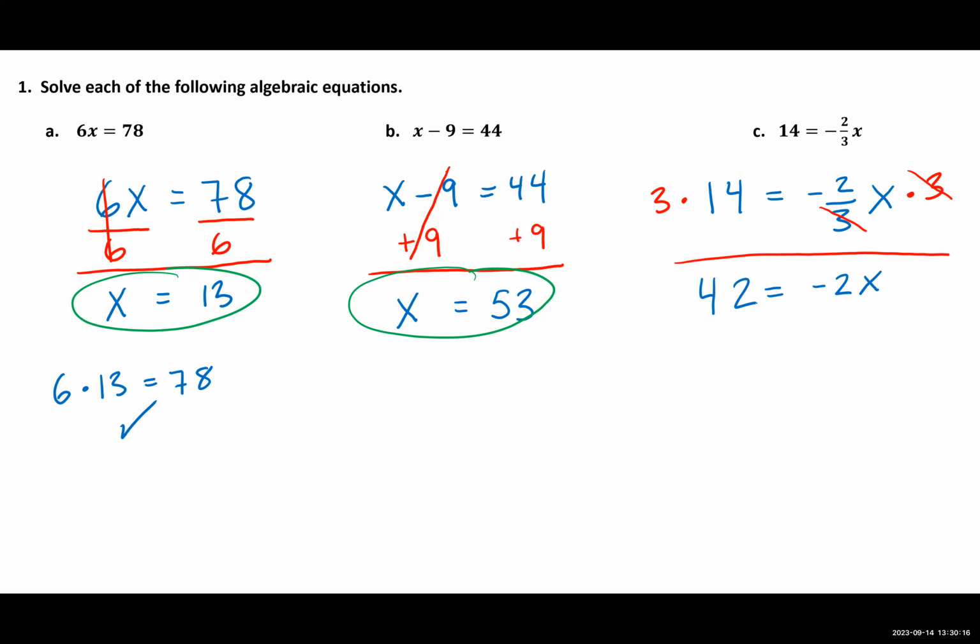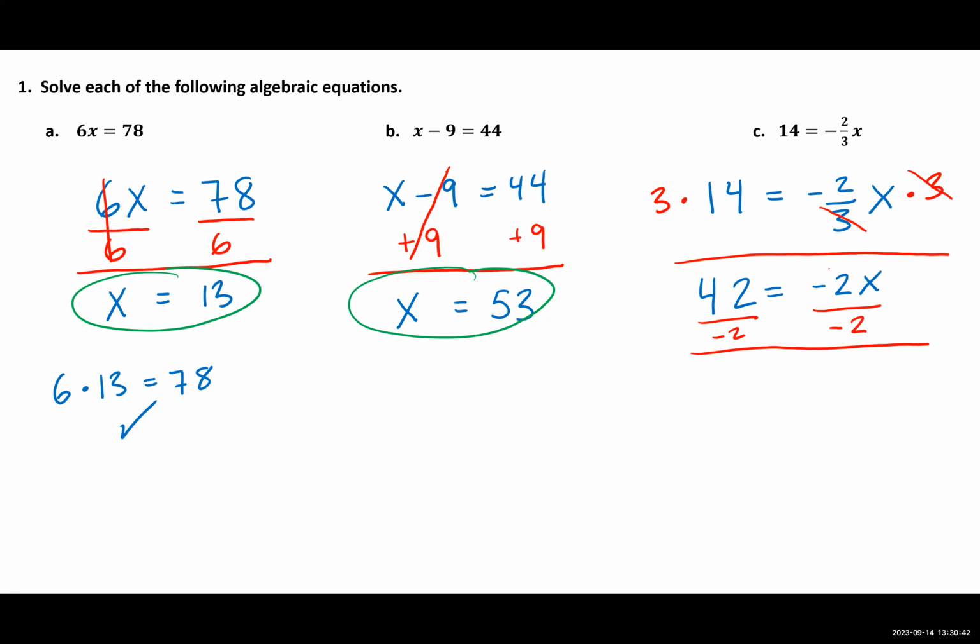And that'll give us 42. So I'm doing this in 2 steps. Now, we're not done yet because we don't have x equals. We have a -2 times x. So what we could do is the opposite. So now this looks very similar to part A. The opposite of times a -2 is divide by -2. We could divide both sides by -2.